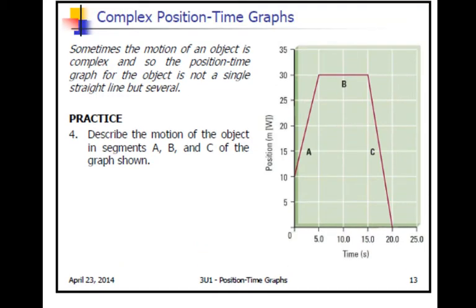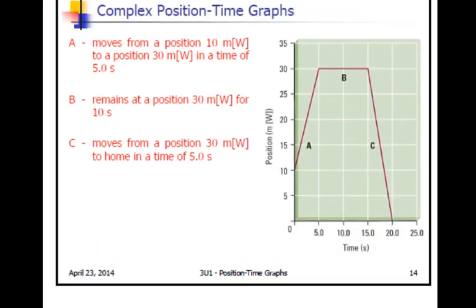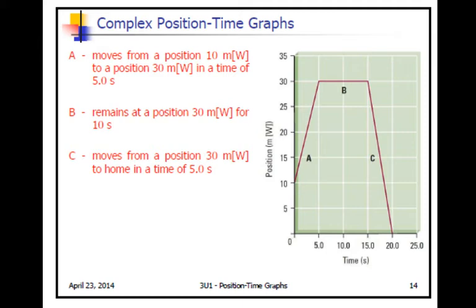This is where we have multiple line segments. So here we have a position time graph with a segment A, segment B, and segment C. And we'll talk about what's happening in each segment. For segment A, we're starting at position 10 meters west, and we end at position 30 meters west. It took 5 seconds to make that change in position from 10 meters west to 30 meters west.